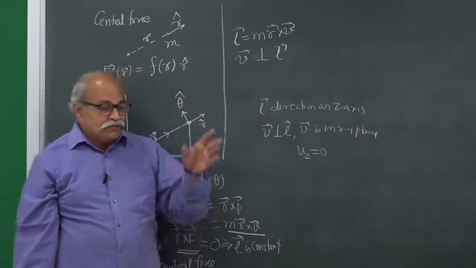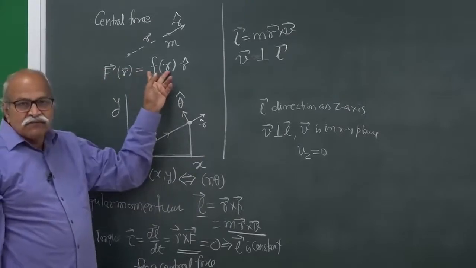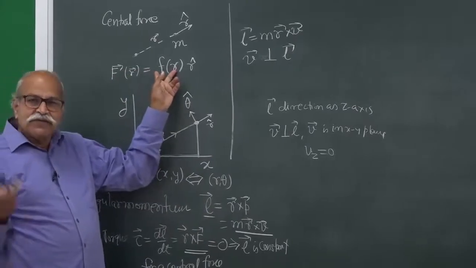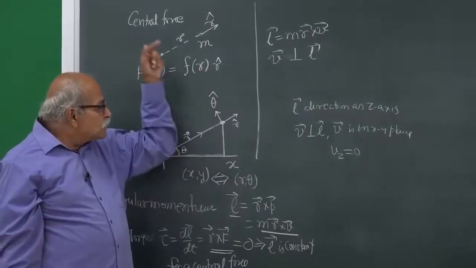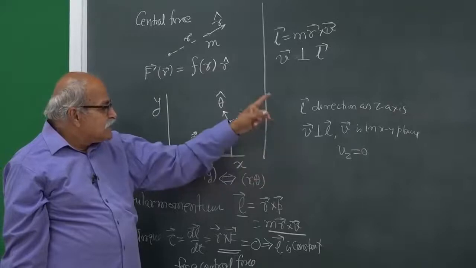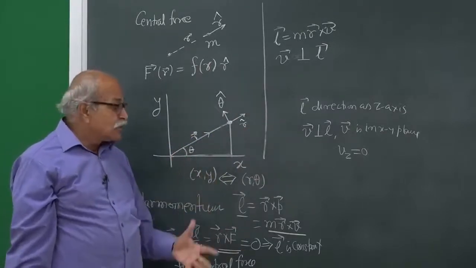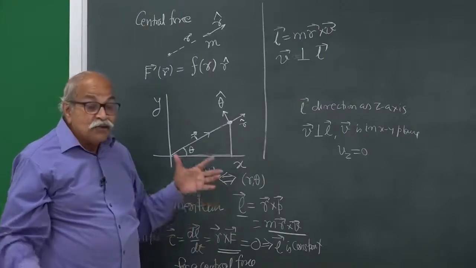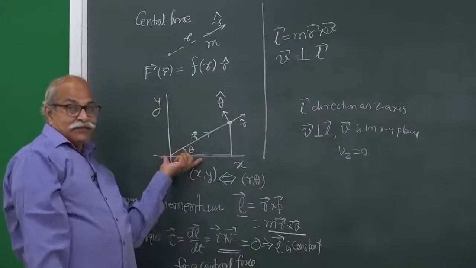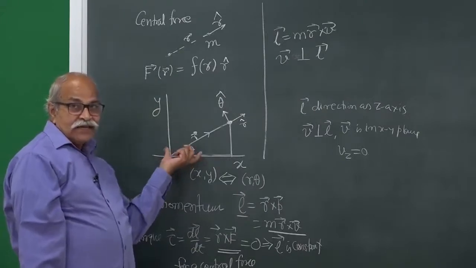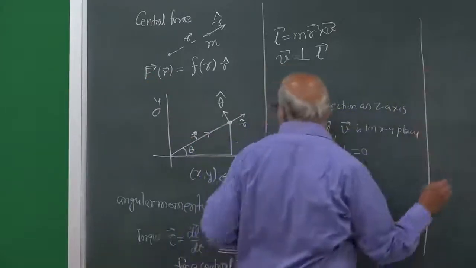Okay. So, it does not matter what this function is, 1 by r square, 1 by r, 1 by r cube, whatever. The motion of the particle is in a plane. All central force motion is coplanar, it remains in one single plane, and therefore, we can use this. Let me go a little ahead of this.